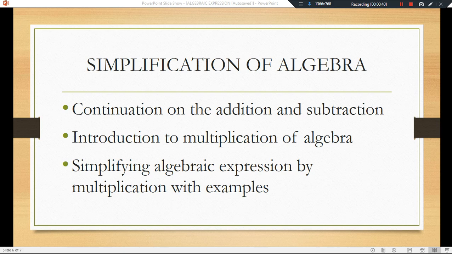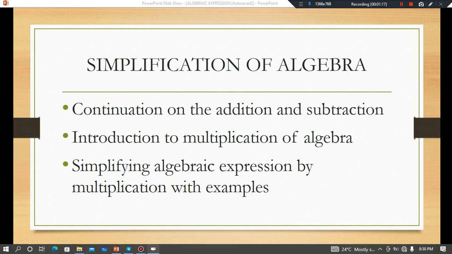Now we are going to continue with the addition and subtraction, and then we will introduce the multiplication of algebra. Then we will know how to simplify algebraic expressions by the multiplication approach. Then we will solve some examples. Without wasting much time, let us take a question and use the steps that we learned in our previous video to solve those questions. Now let us start.